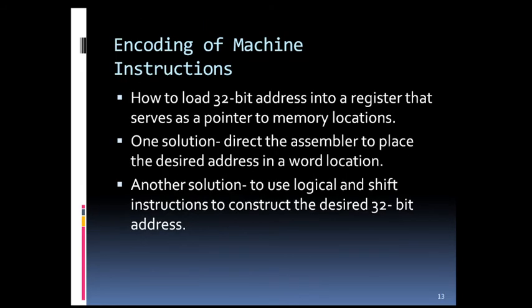This gives rise to the issue of how to load a 32-bit address into a register that serves as a pointer to memory locations. One possibility is to direct the assembler to place the desired address in a word location in a data area close to the program. Then the relative addressing mode can be used to load this address. This assumes that the index field contained in the load instruction is large enough to reach the location containing the desired address.